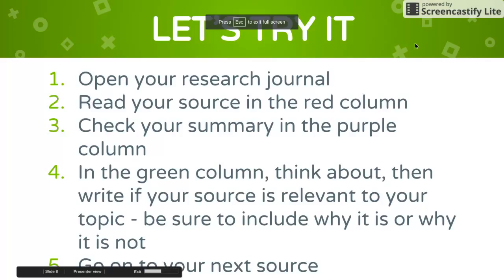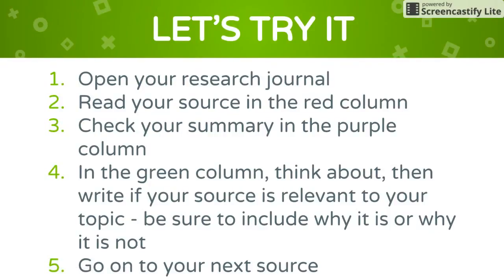You'll open up your research journal, read your source in the red column, check your summary in the purple column, and then in the green column, you're really going to spend some time thinking, looking back at your brainstorm part of your journal and the questions that you want to know, and then write in just a couple sentences if your source is relevant to your topic. Once you've done that for one source, you're going to go on to your next. And again, that's how we determine relevance.